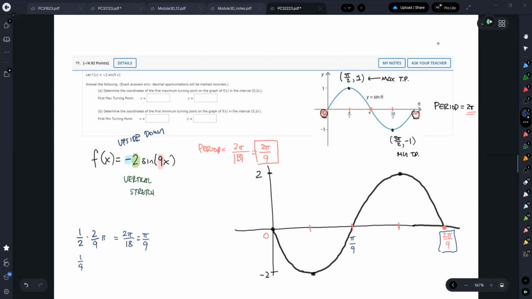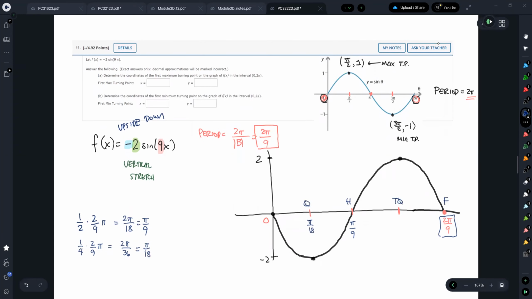All right, this is a quarter of the way. So if I say 1/4 times 2 pi over 9, that's going to be 2 pi over 36. All right, 2 times 1 is 2, 4 times 9 is 36. And if you want to reduce that, that is going to be pi over 18. So that's going to be the coordinate right here. Right? So this is a quarter, this is a half, this is 3/4, and this is your full. All right, so I'm going to do one more time. If I take 3/4 of 2 pi over 9, 3 times 2 is 6 pi. 4 times 9 is 36. If you want to reduce that, that's going to be pi over 6. So that's going to be the coordinate right here.